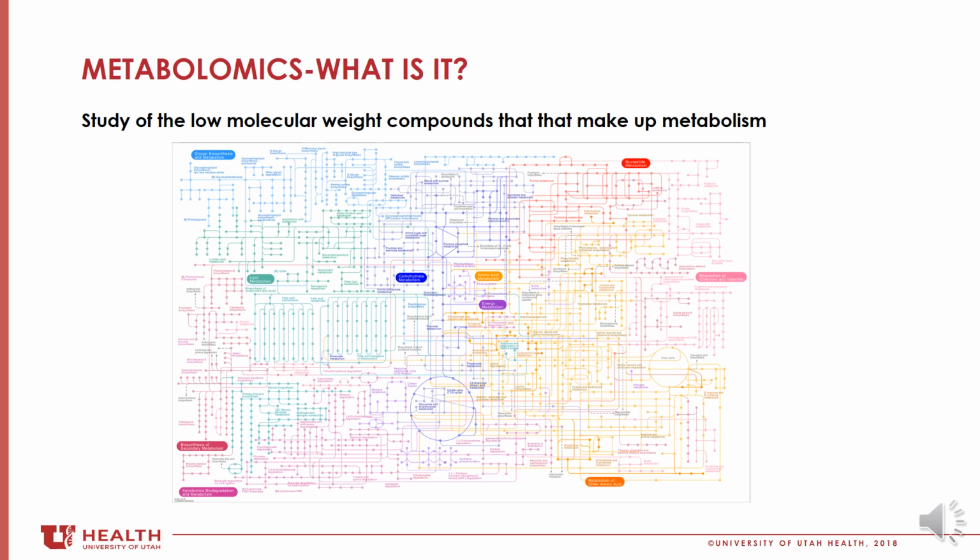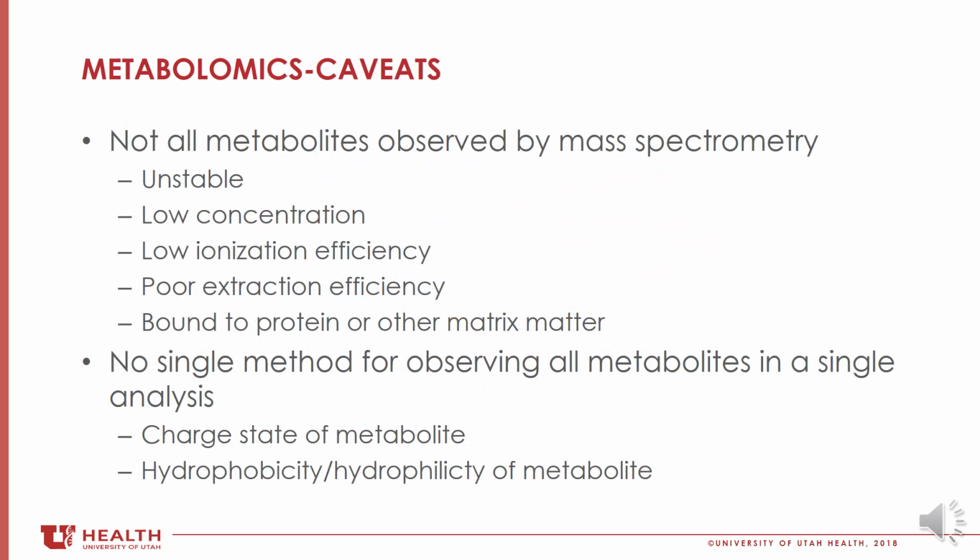But there are some serious caveats to metabolomics. One is not all metabolites are observed by mass spectrometry, and there's a lot of reasons for this. They can be unstable, they can be found at low concentration, they can have low ionization efficiency, they can have poor extraction efficiency, or they're covalently bound to a protein, or they're stuck to a protein in some other way.